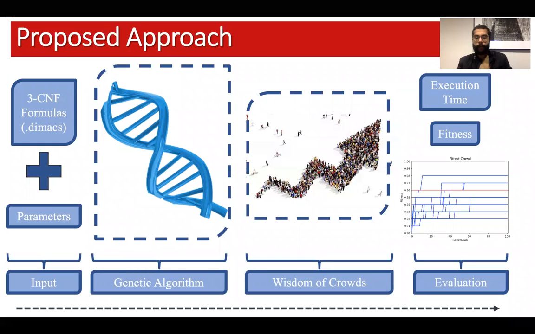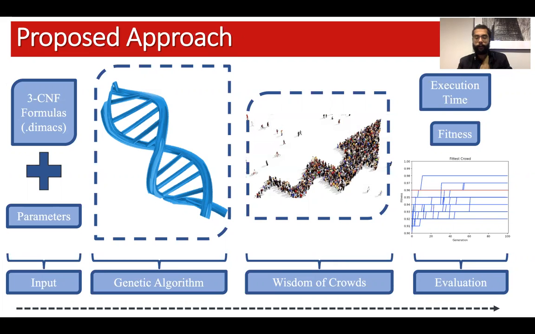Here is the framework for my approach. For the inputs, we have 3-CNF formulas. A 3-CNF formula means a formula in which all the clauses consist of just 3 variables. We have any number of variables, but each clause consists of only 3 variables.